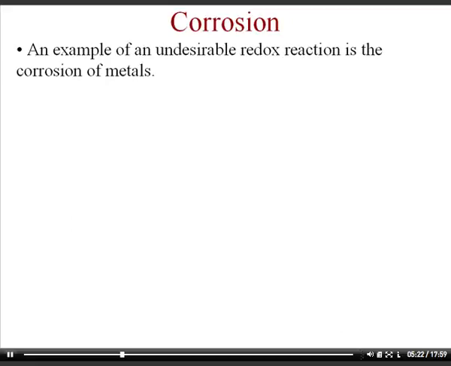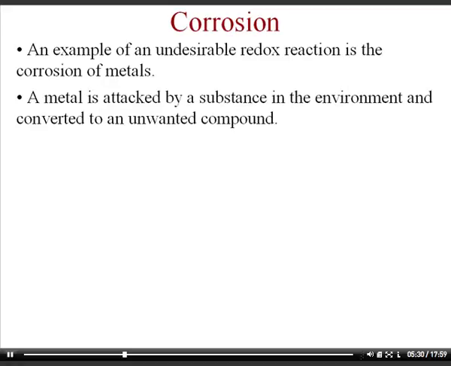Now, corrosion is the next topic in this presentation, and it's an example of an undesirable redox reaction, and so it's basically the rusting or the corrosion of metals. A metal is attacked by a substance in the environment, and then it's turned into an unwanted compound.